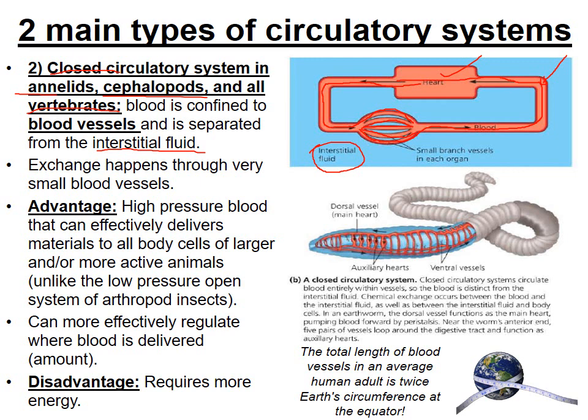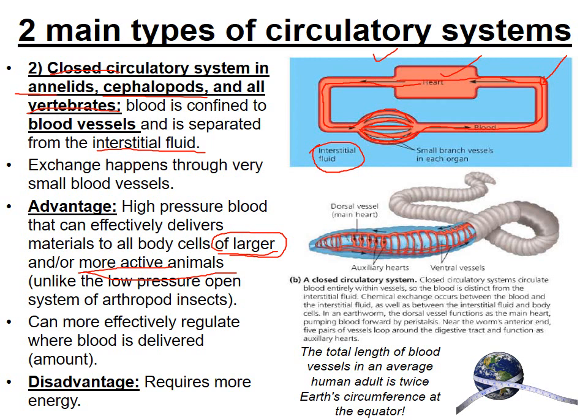Why have a closed system? Why not just have an open system? Well, there is an advantage to a closed system, especially if you're a larger or more active animal or organism. You need blood to be delivered more effectively. You need blood to be regulated more effectively as well. And so this system, the closed system, has a higher pressure to it, and so that leads to more efficient, effective distribution of the blood throughout the body, and it allows you to actually sustain a larger body and to sustain more active activity, or more activity overall.